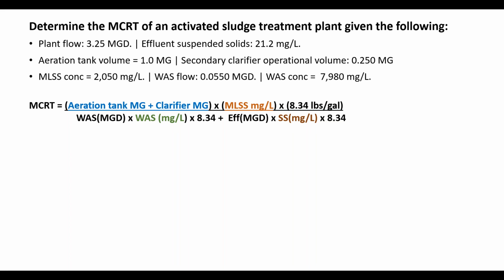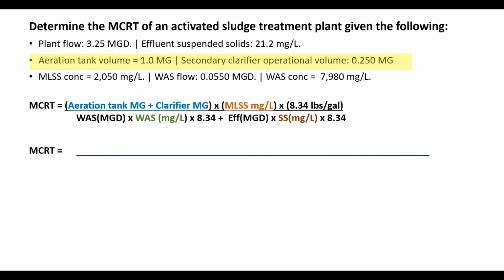So first of all, let's look at the top of our formula there. We got the aeration tank and the clarifier volume, and that's right here. Aeration tank volume is 1.0 million gallons, and the secondary clarifier operational volume is 0.25 MG. So you have a total volume basically of 1.25, okay? And the mixed liquor suspended solids is given to us here, 2,050 milligrams per liter. We'll put that in, times 8.34. So that's all of the solids under aeration.